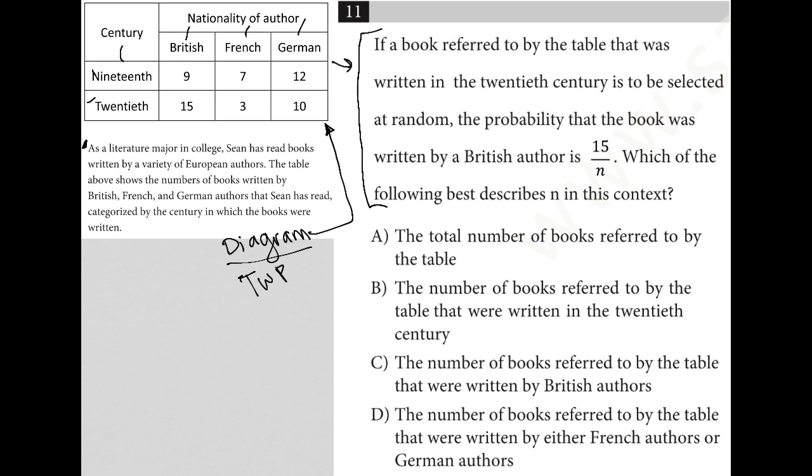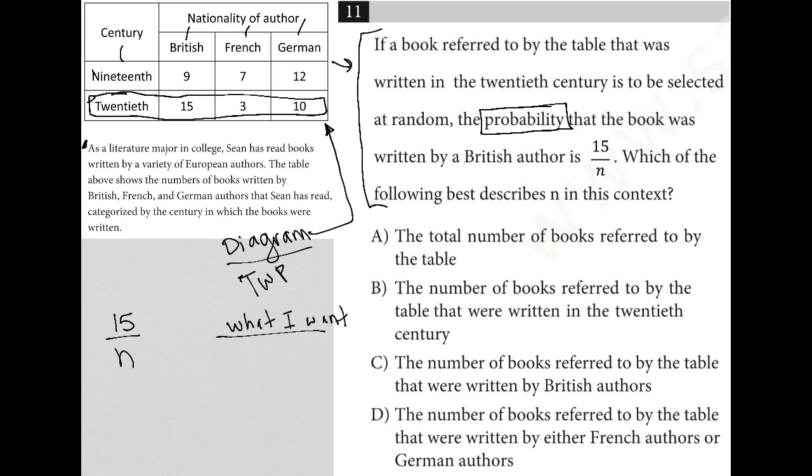If a book referred to by the table that was written in the 20th century is to be selected at random, the probability that the book was written by a British author is 15 over n. Okay, so what did we just read? If we're focusing only on the 20th century, which is here, the probability of choosing at random a British book is 15 over n. Well, on the SAT, anytime we see the word probability, we should expect a fraction. The numerator of that fraction is what I want. In this case, I want British authors.